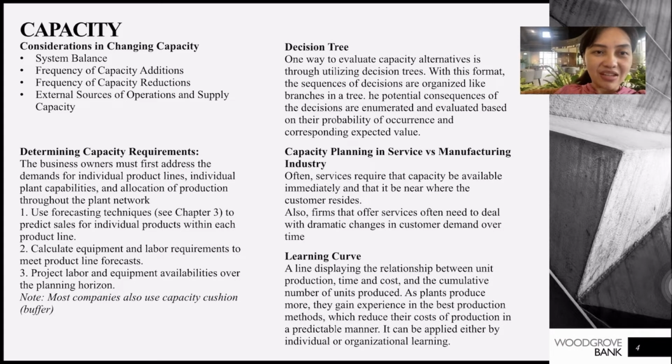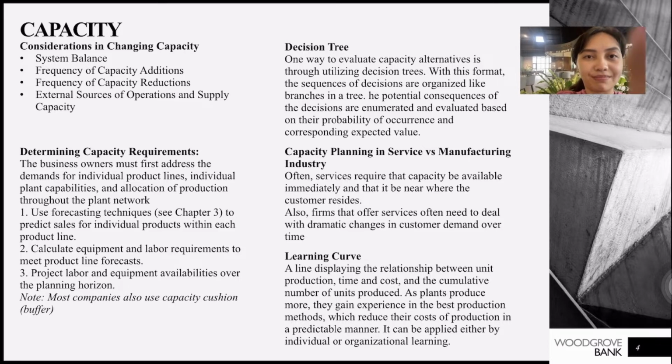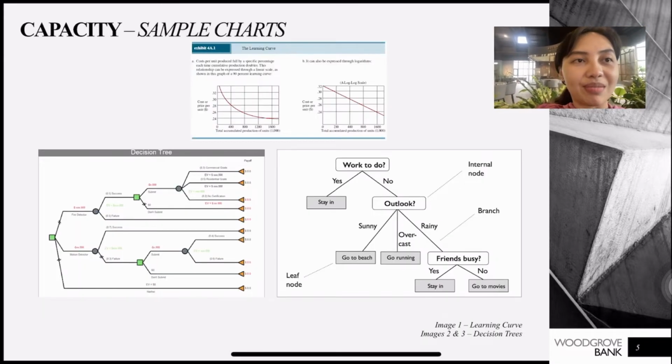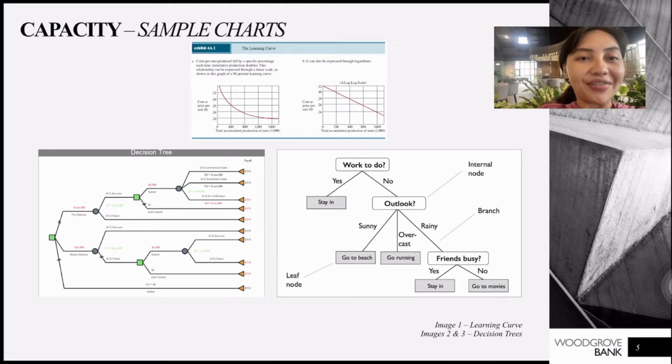By definition, it is a line displaying the relationship between unit production time and cost, and the cumulative number of units produced. Here are some sample charts for your reference. Again, you can pause the video to take a look.